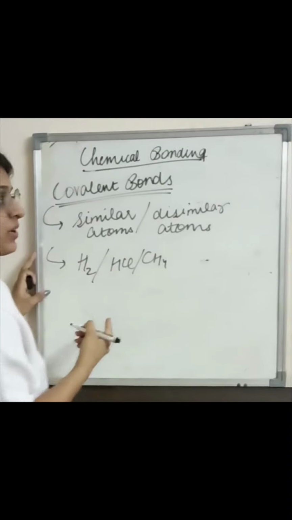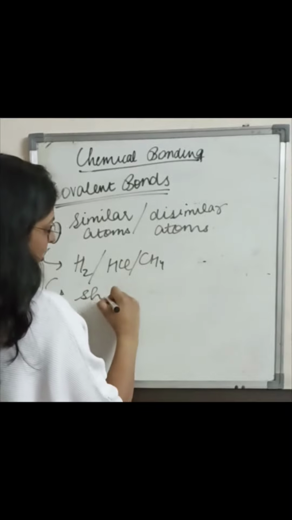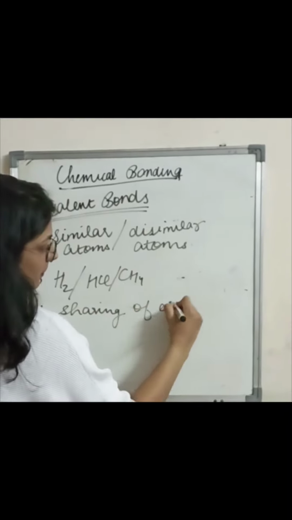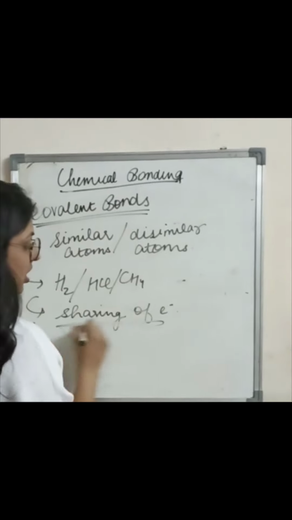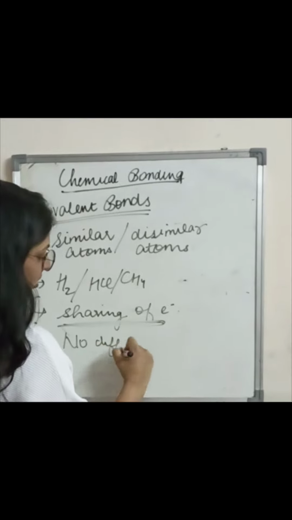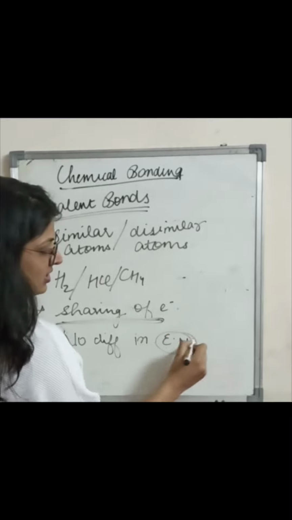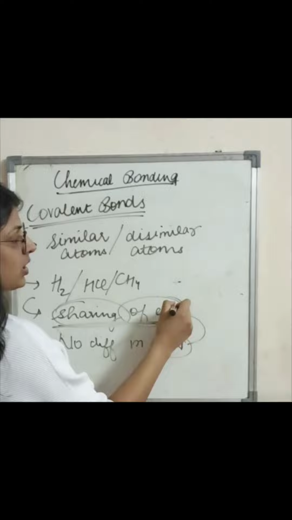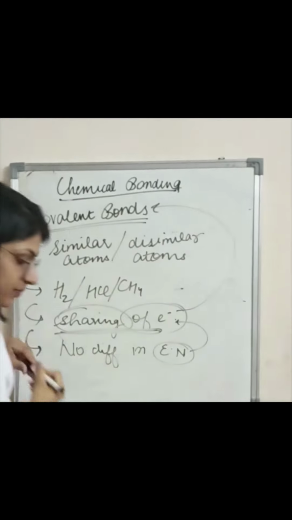We will soon discuss the formation of these covalent compounds. These are usually formed by sharing of electrons. Now, why does this sharing of electrons occur? Because there is no difference in electronegativity between the atoms. Hence, these are formed by sharing of electrons. The bonds which are formed are known as covalent bonds.